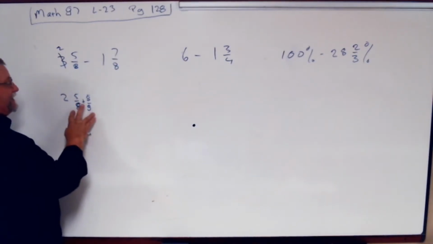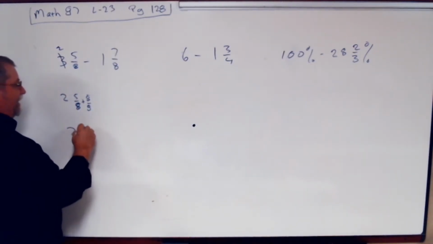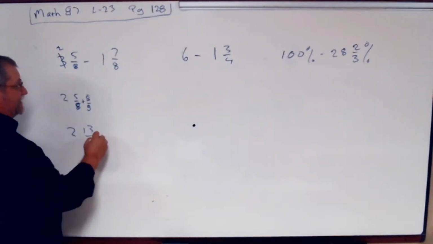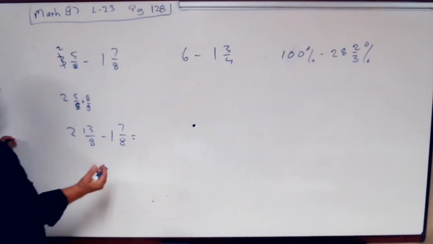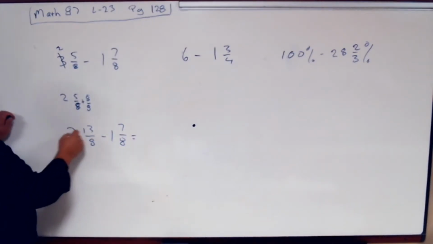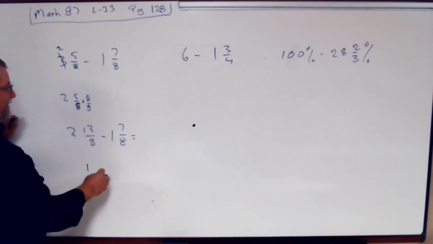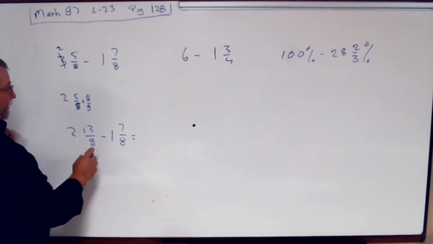Okay, so when I put these together, I have 2 and 13/8 minus 1 and 7/8. And now we can do the subtraction, okay? 2 take away 1 is 1. 13 take away 7 is 6.